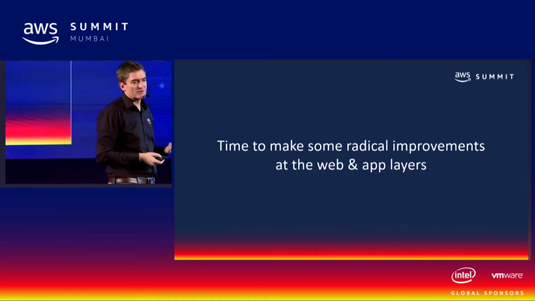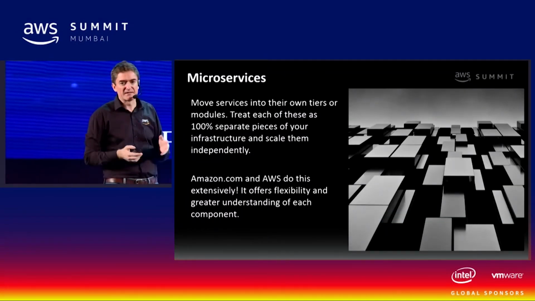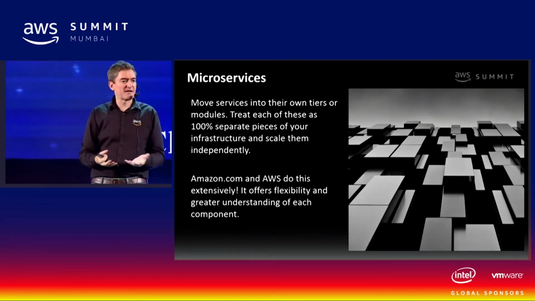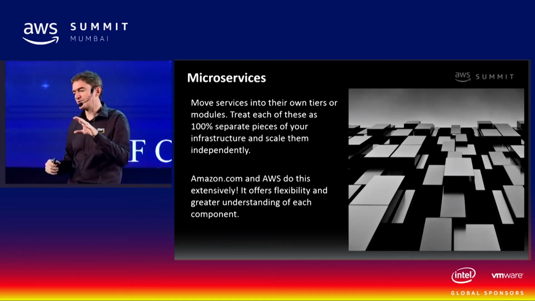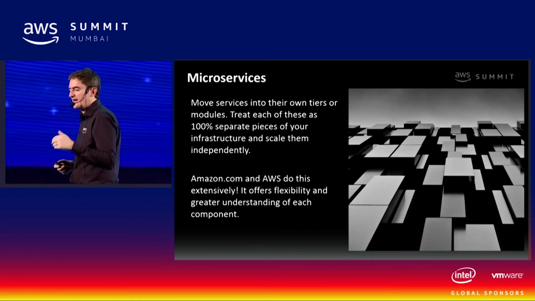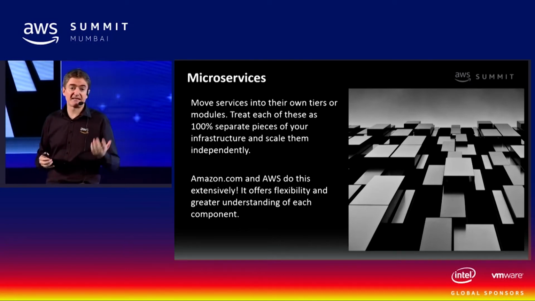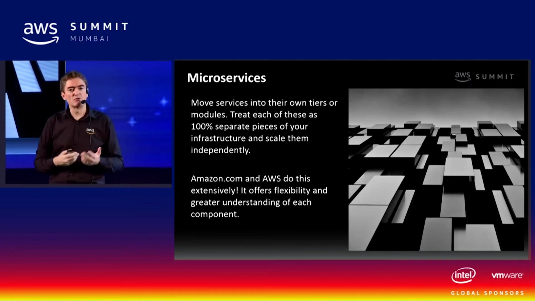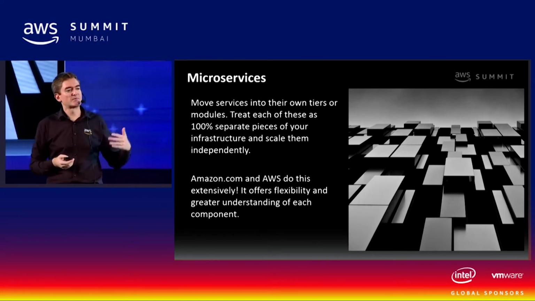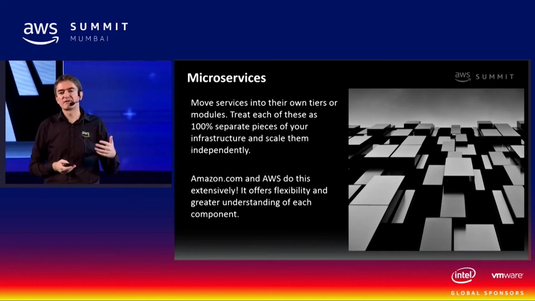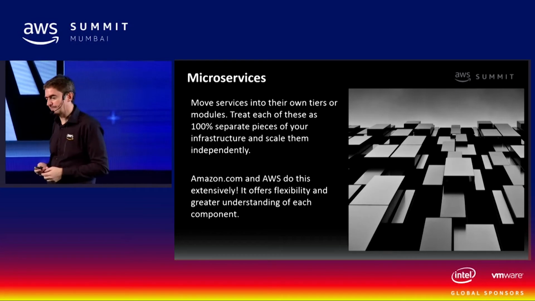So the thing that is logical to do next is to start adopting microservices. And this is where you're going to take that monolithic application and start to split it up so that you can scale those components independently. So, Amazon.com and AWS do this extensively. We could not build the scalable systems that we provide you today without using the microservices approach. We simply would not be able to deliver for the number of users that we have today.